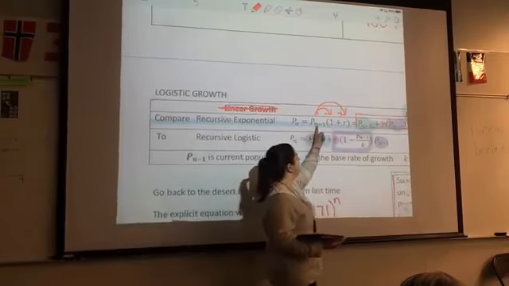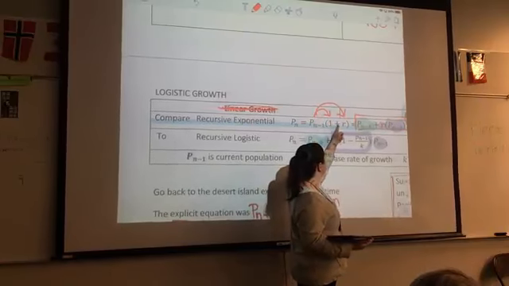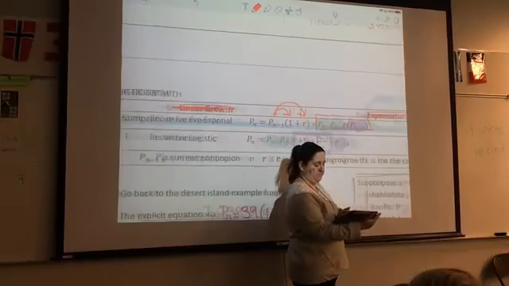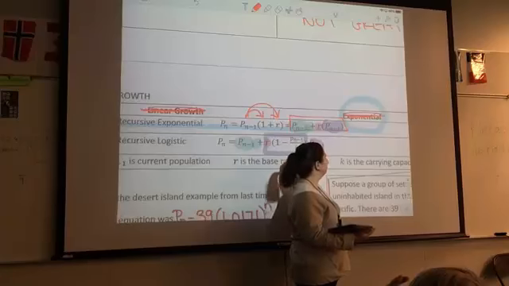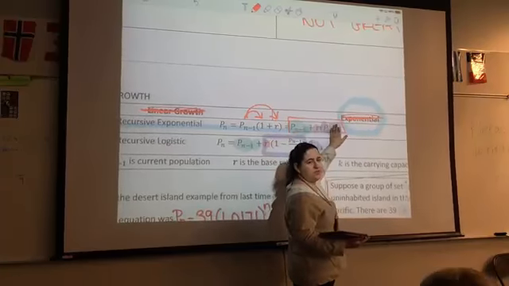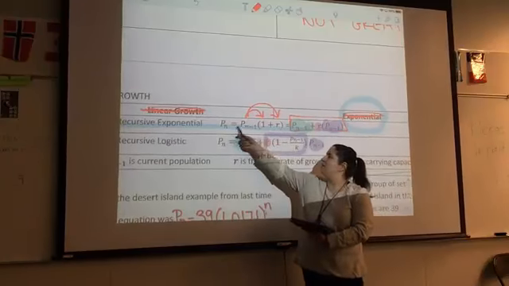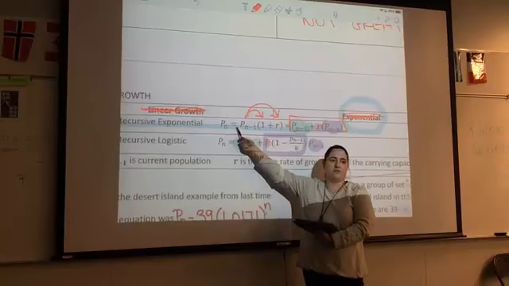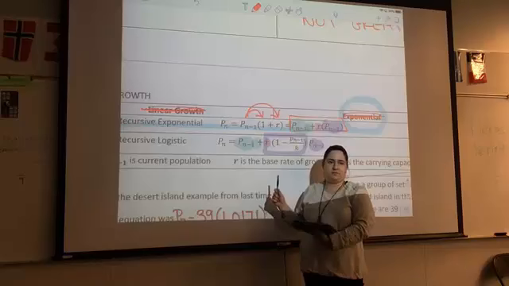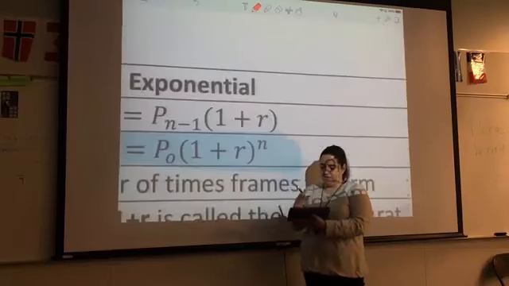If you did that and you distributed, you'd get the previous value plus the rate times the previous value. You guys catch that? Yeah, absolutely. Okay, previous value plus the rate times the previous value. So all I'm saying is take the formula for exponential recursive and distribute. Okay? Questions on that?